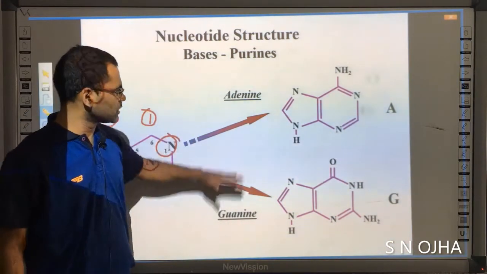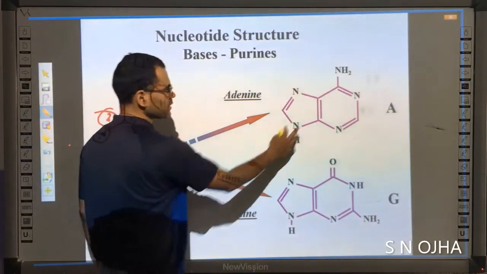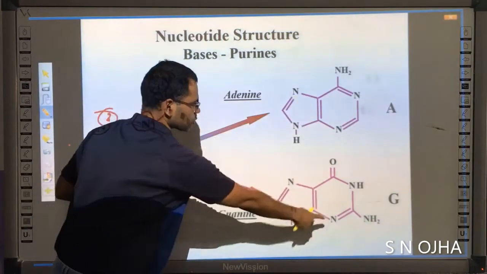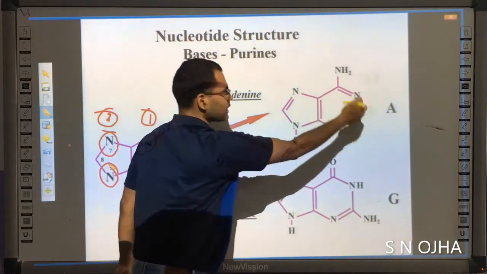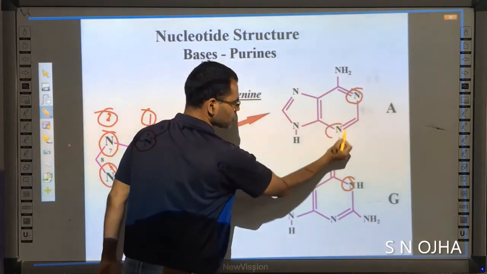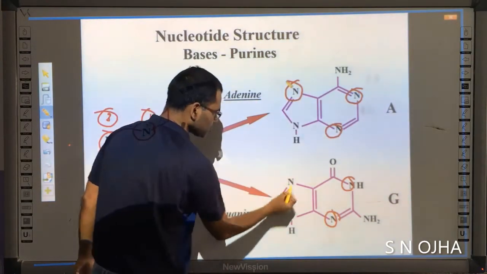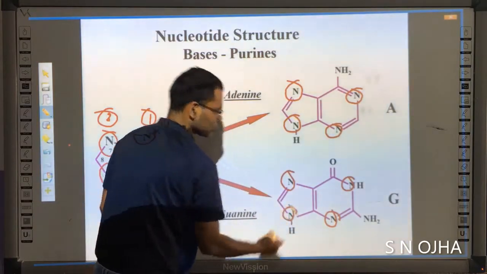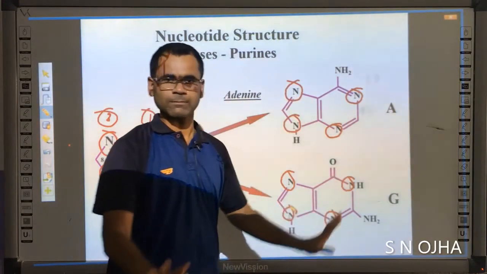Well, talking about the two types of purines, adenine and guanine, they both have the same cyclic compound. You can compare the position of nitrogen. The ring nitrogen is placed at the same place. Here also you can see, this also you can compare. At 7th position also, at 9th position also. So the skeletal structure of adenine and guanine both are the same.